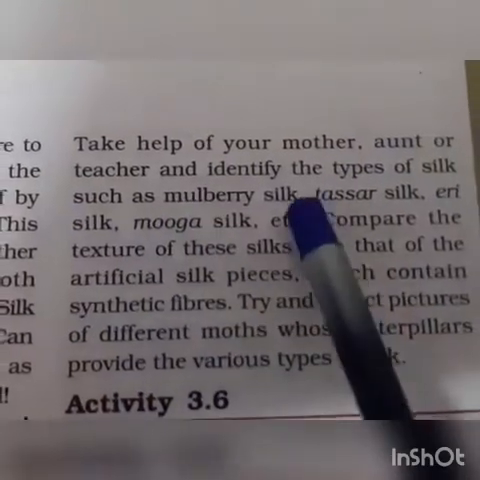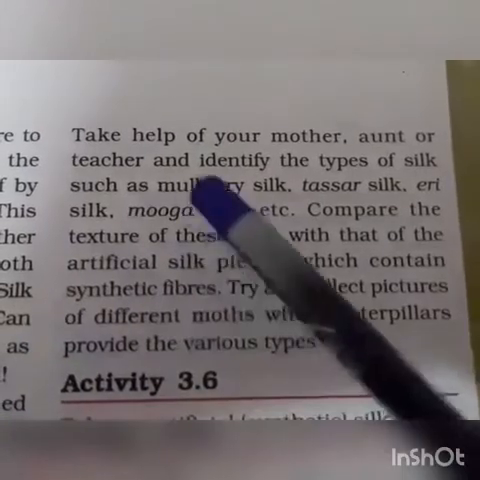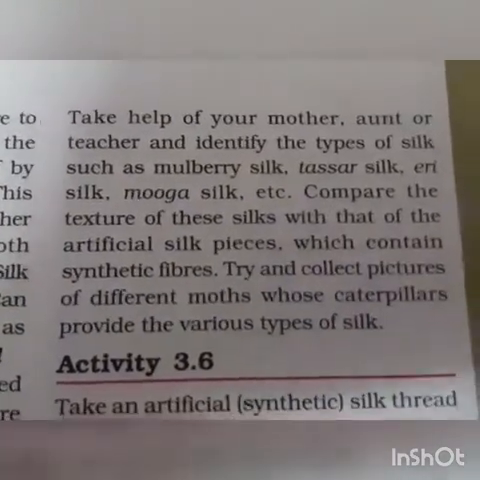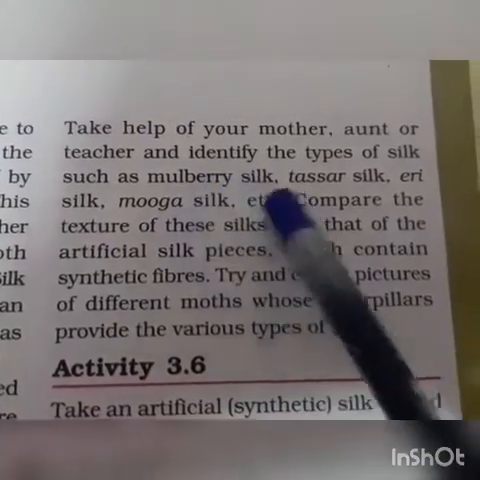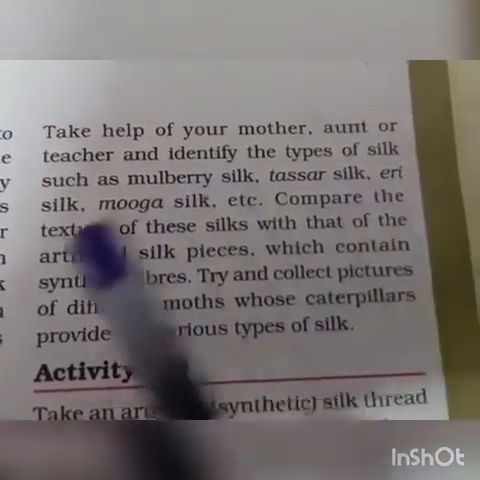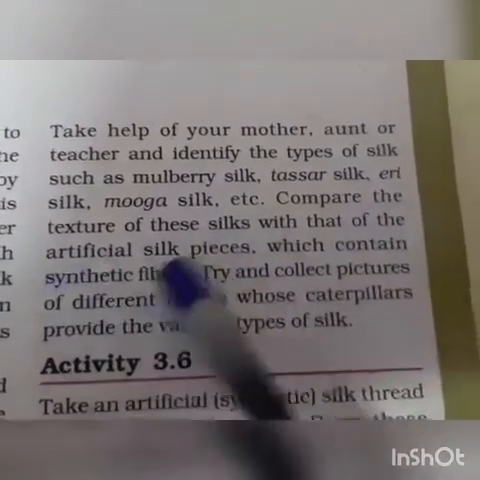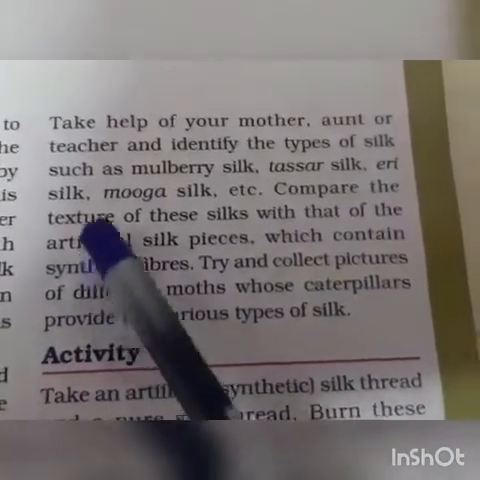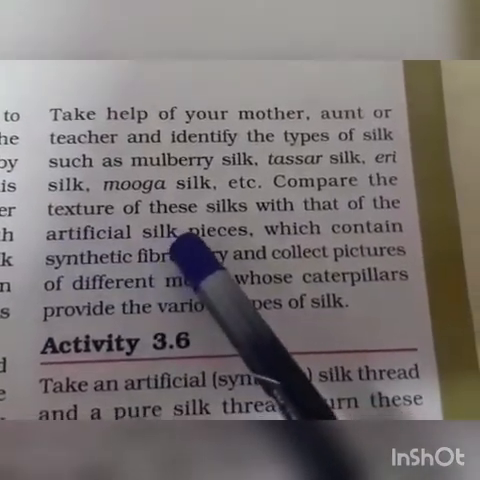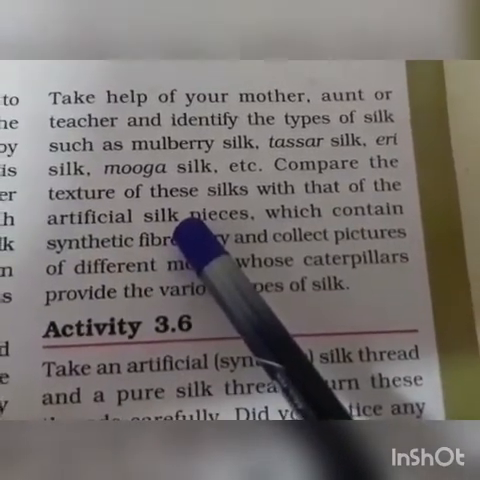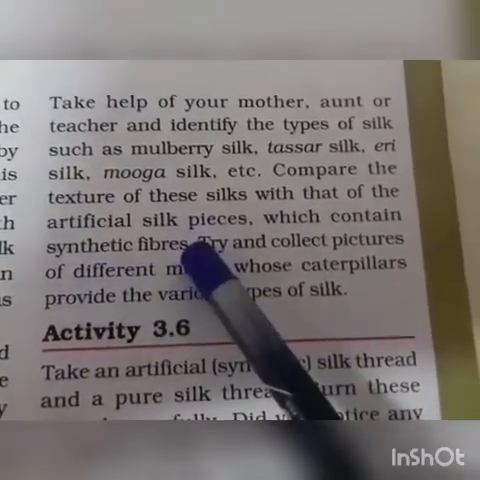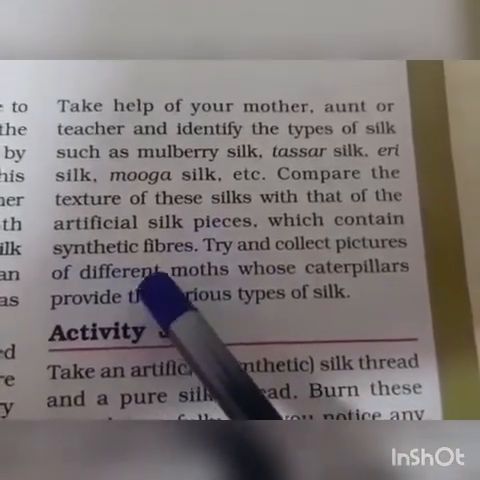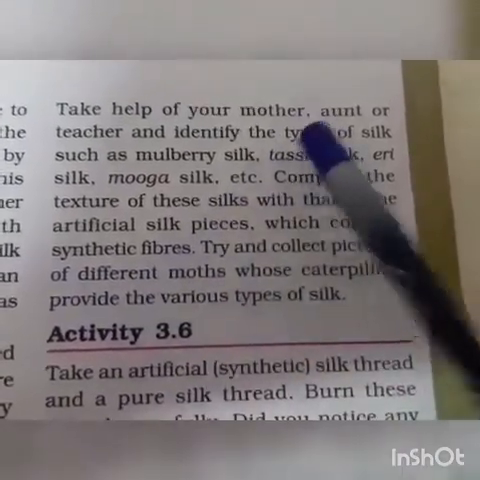Now take the help of your mother, aunt or teacher and identify the types of silk such as mulberry silk. As we have talked about earlier, there are many different varieties of silk from the different types of cocoons that make these silks. So mulberry silk, tussar silk, eri silk, muga silk, etc. Compare the texture of these silks with that of the artificial silk pieces which contain synthetic fiber. As I already told you, artificial silk is nothing but the synthetic fiber that man has developed, but it is a little more lustrous and shinier than the silk obtained from the silkworms.